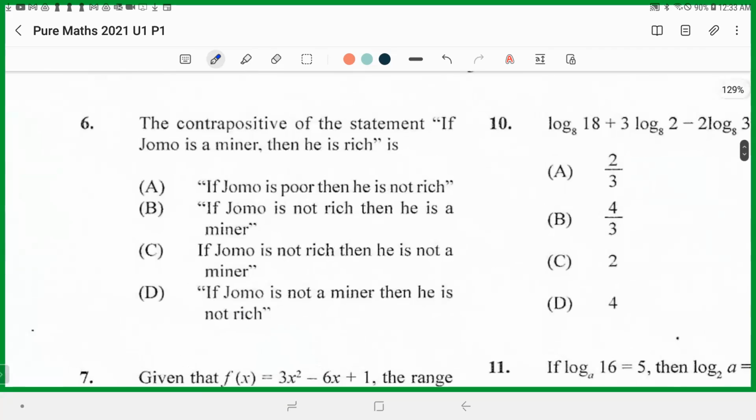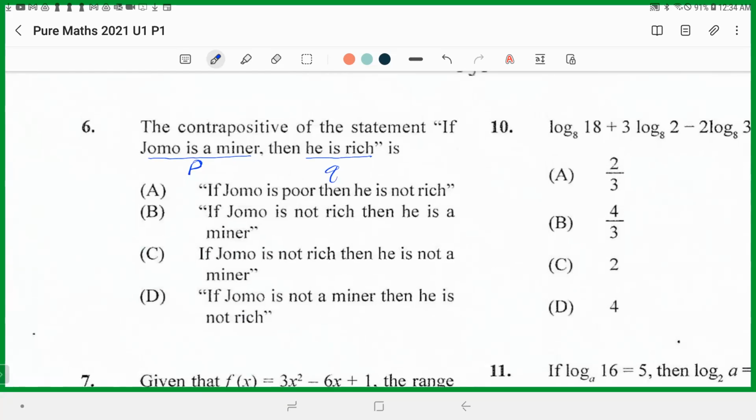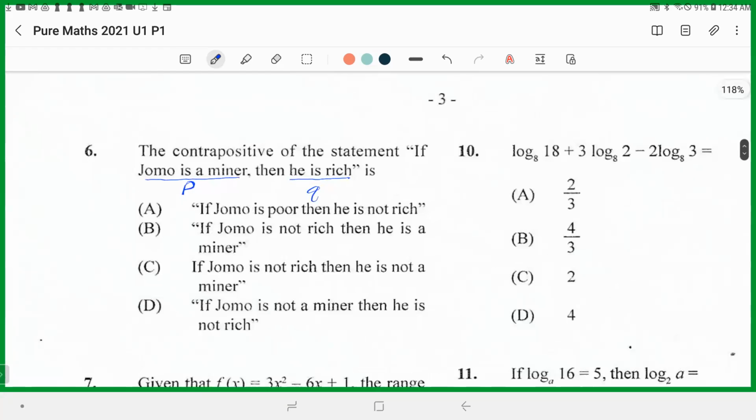This says the contrapositive of if Jomo is a minor, then he is rich. All right. Let's set it up. If Jomo is a minor, so we're going to make this the P, then he is rich. Make this be the Q. Now, the conditional statement is P implies Q. That's what we have. The contrapositive would be not Q implies not P. That's the contrapositive of this.